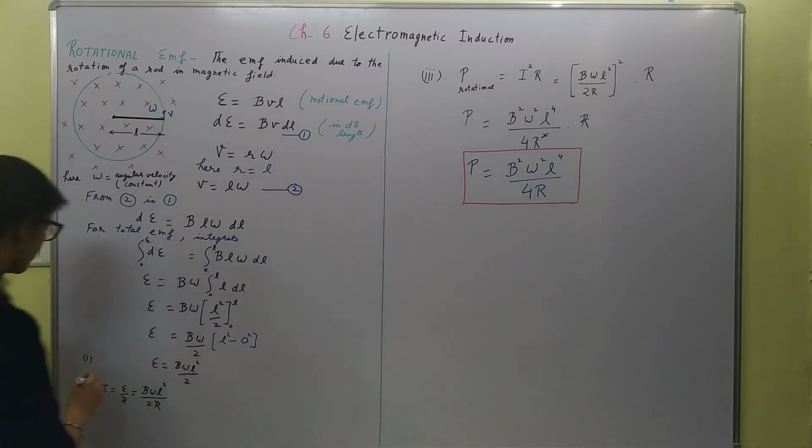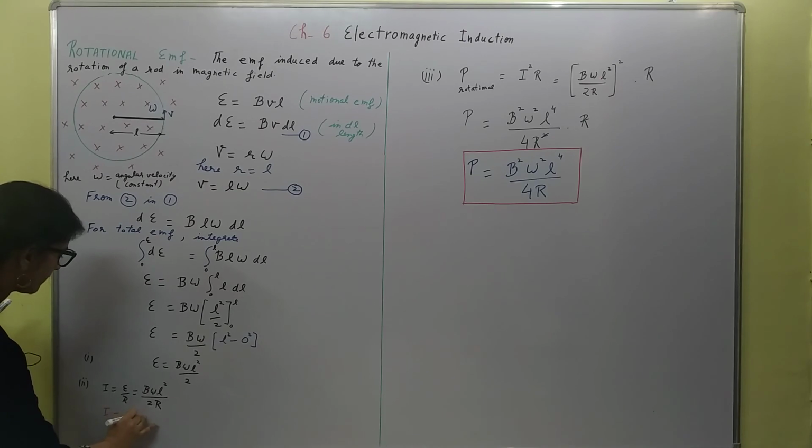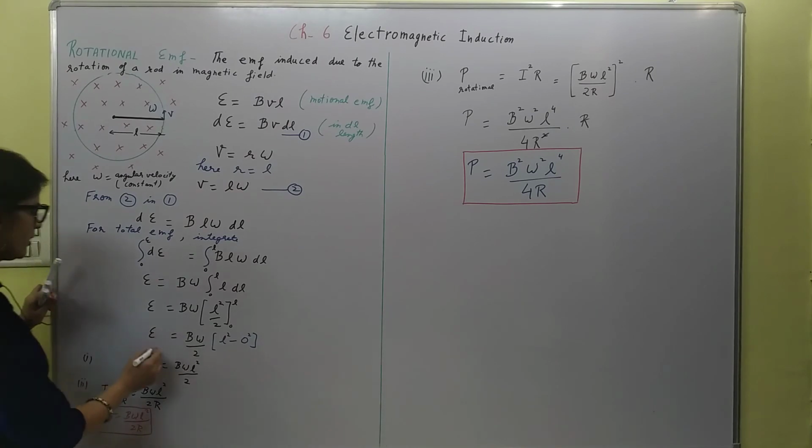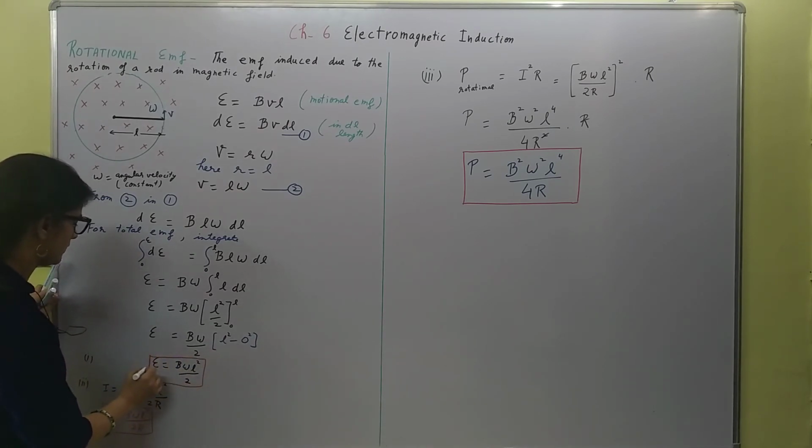Formula for current. So this is the formula for current, and this is the formula for the rotational EMF.